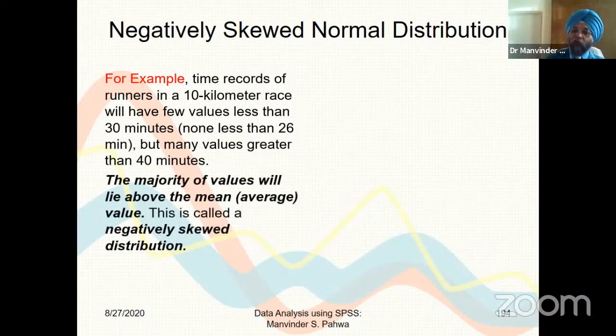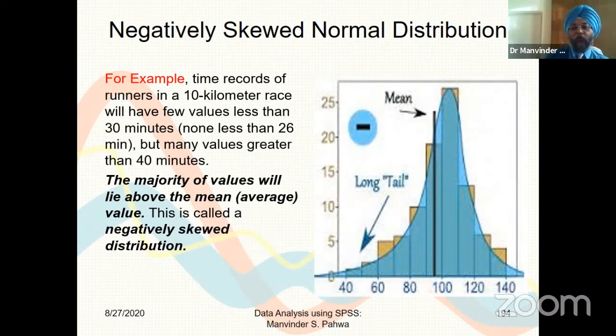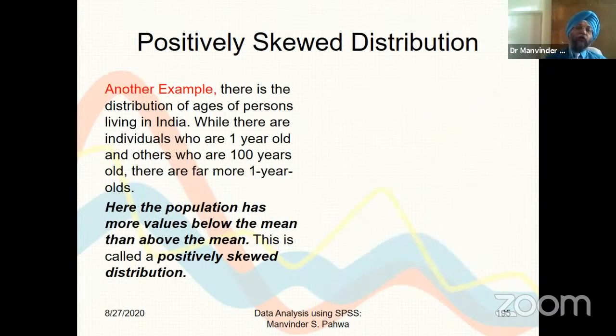So the majority of the values will lie above the average, and it will be called a negatively skewed curve. Most of the values will be more than the mean. It is called a negatively skewed distribution because the tail is long on the negative side. When the tail is long on the left hand side, it is called negatively skewed, and when the tail is long on the positive side, the right hand side, it is called a positively skewed distribution.